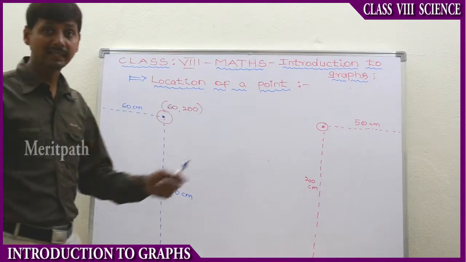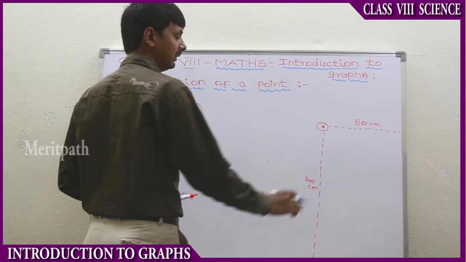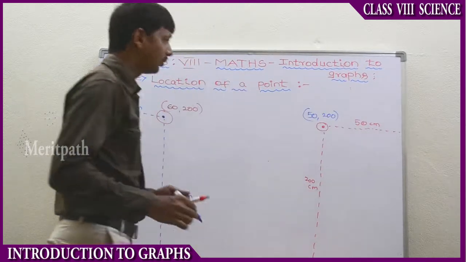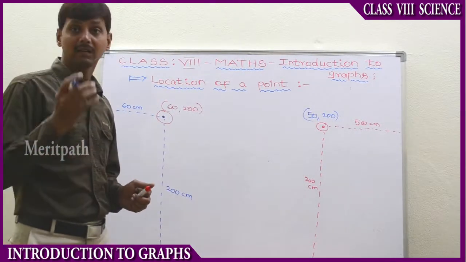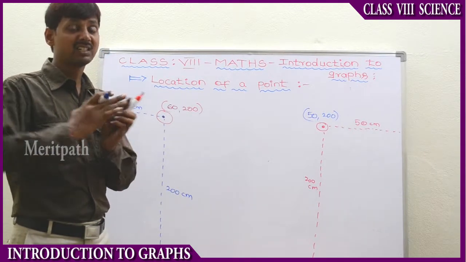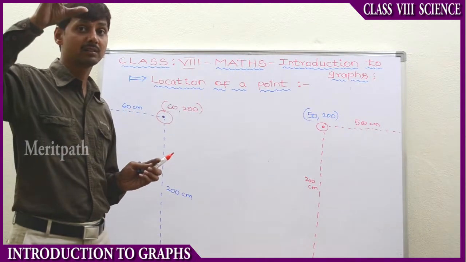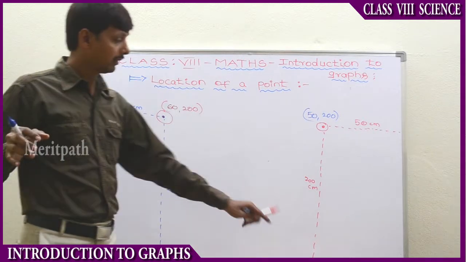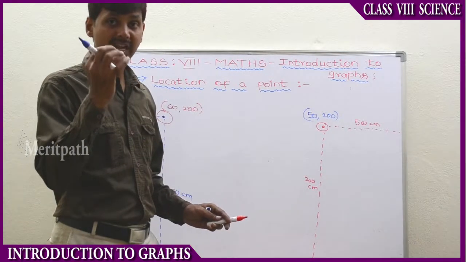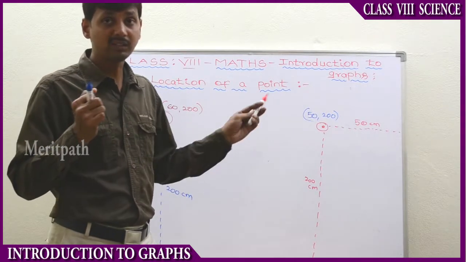From the right hand side, in this example, it is 50 centimeters and 200 centimeters. So in this way, to locate any point, we take the distance from the x-axis and the distance from the y-axis, and we say what the distance is from the origin. Like we take this board corner as an origin, with horizontal and vertical. We take one initial point, and from that we find the distance to a particular point.